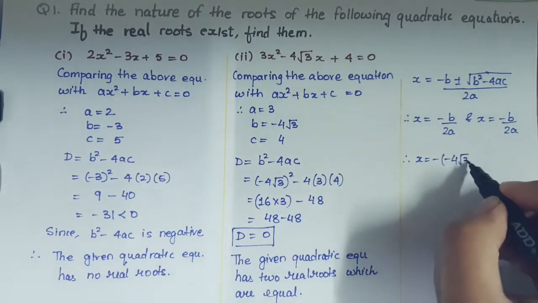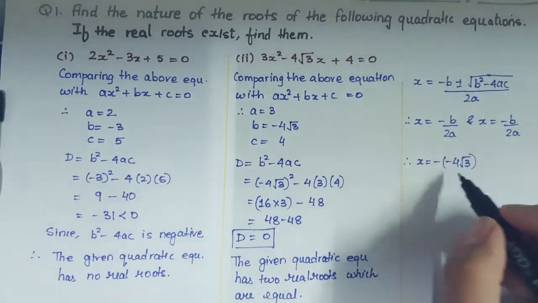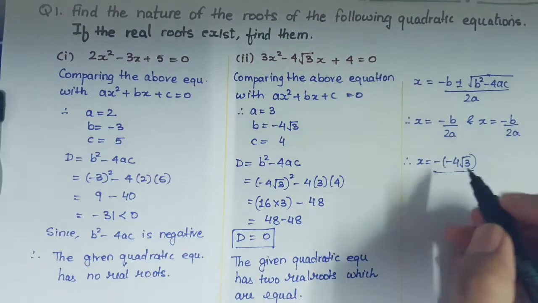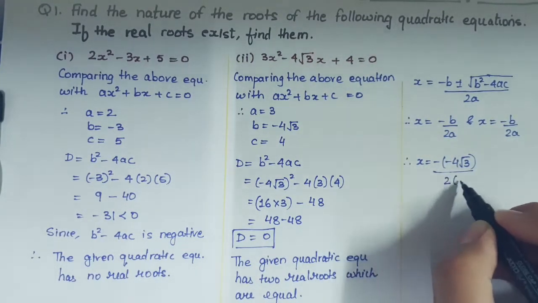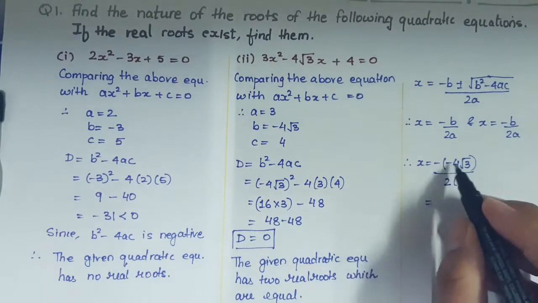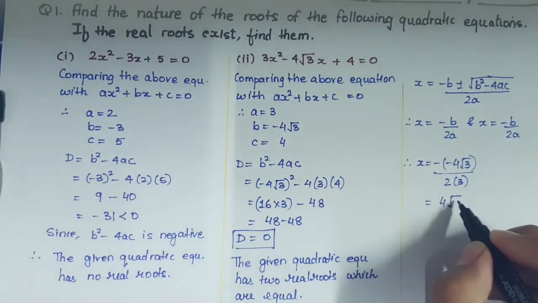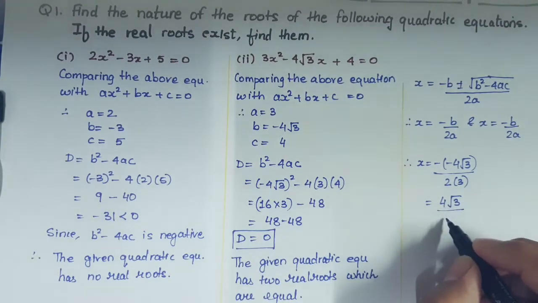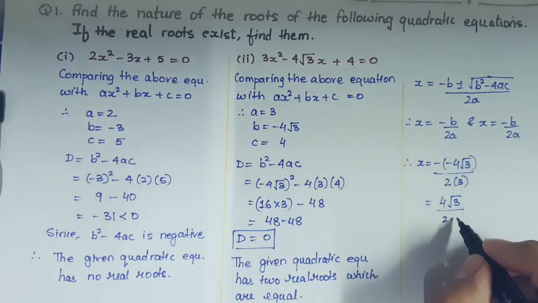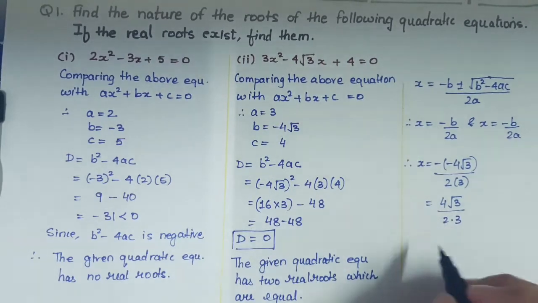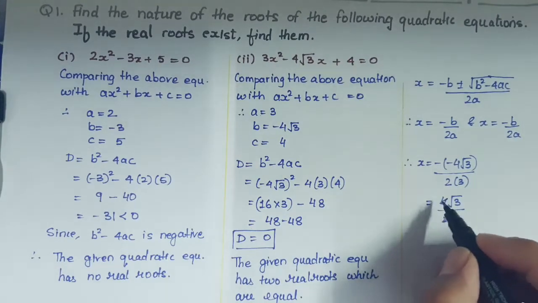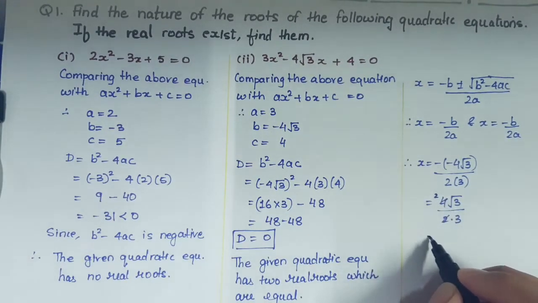Therefore x equals to minus, what is my b? Minus 4 root 3. I'm going to solve only for one, and I'm going to write down 2 times because the answer is like this, upon 2a. So this will be 4 root 3 upon 2 into 3. Now this 2 and this 4 will get cancelled out and we'll get 2 over here.